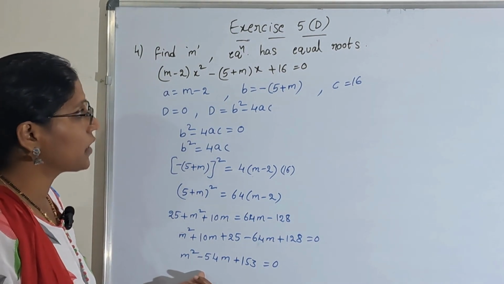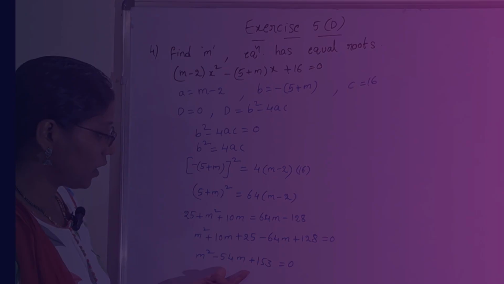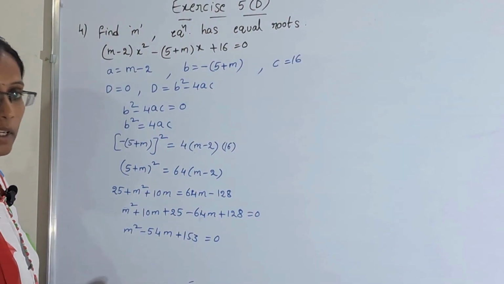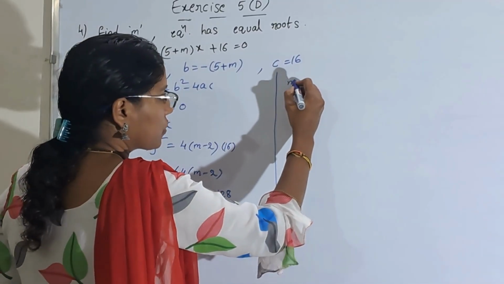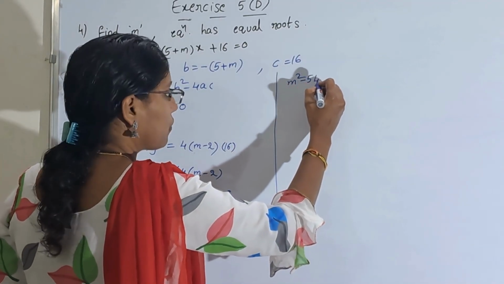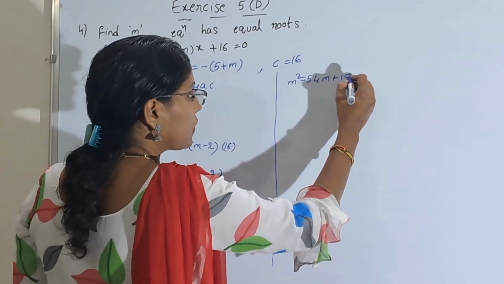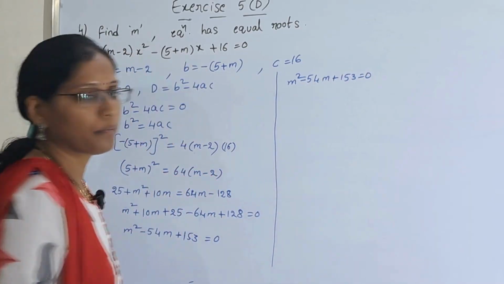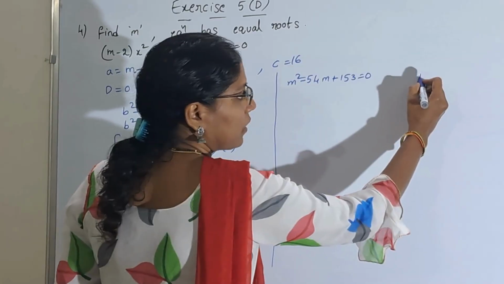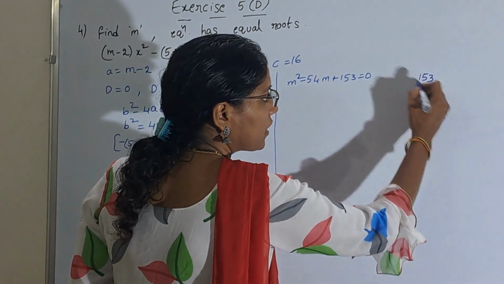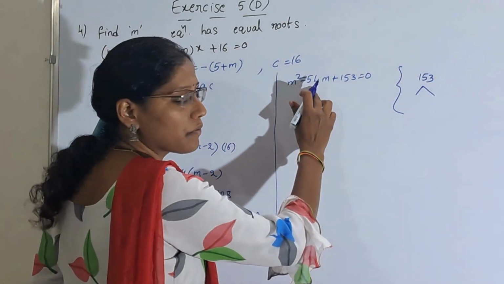This is the quadratic equation. Quadratic equation means we have two roots; we will get the m value. Here m square - 54m + 153 = 0. Here first term into last term: product is 153, sum is -54.